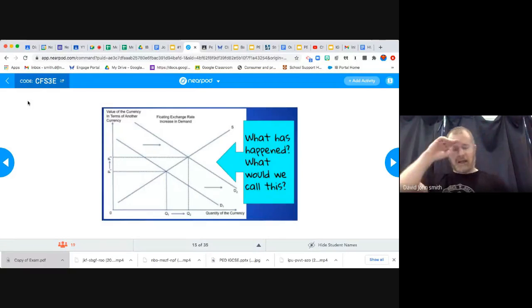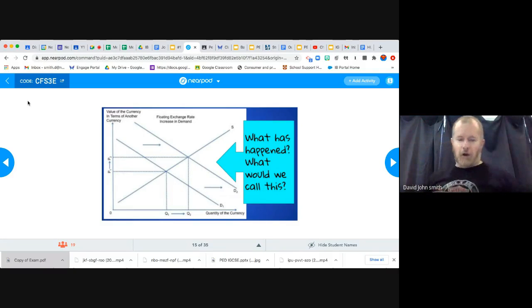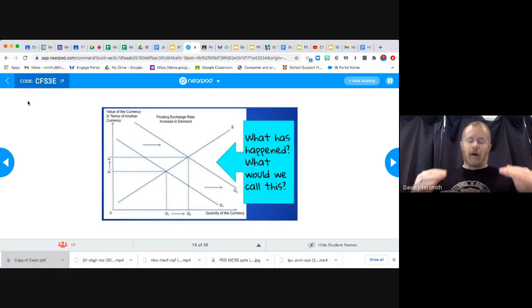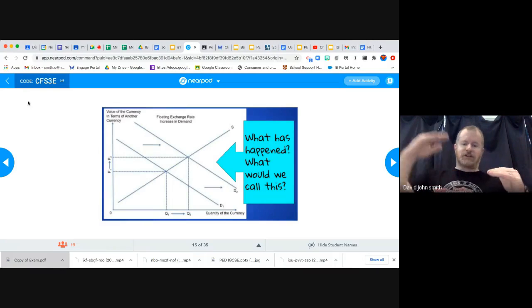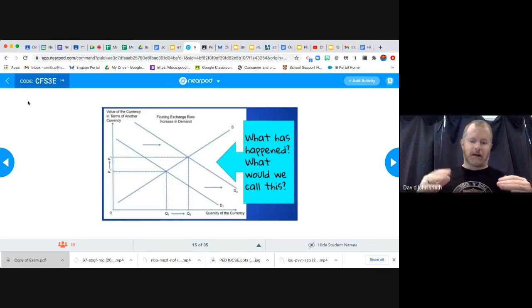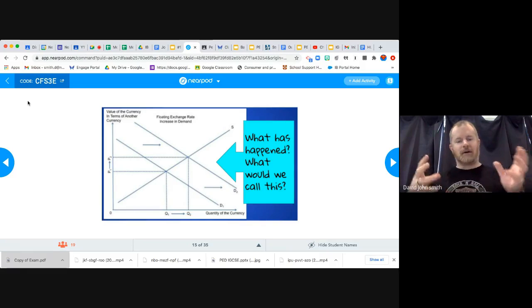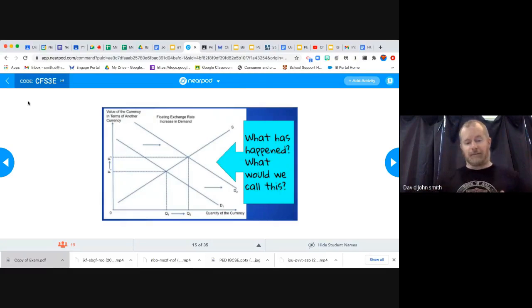Now we've been looking at foreign exchange markets, and the very first one that we've been looking at is called a floating exchange rate. That's where we talked about how the exchange rate, which is the value of one nation's currency in terms of another, would move up or down dependent on the supply and demand for that particular currency.